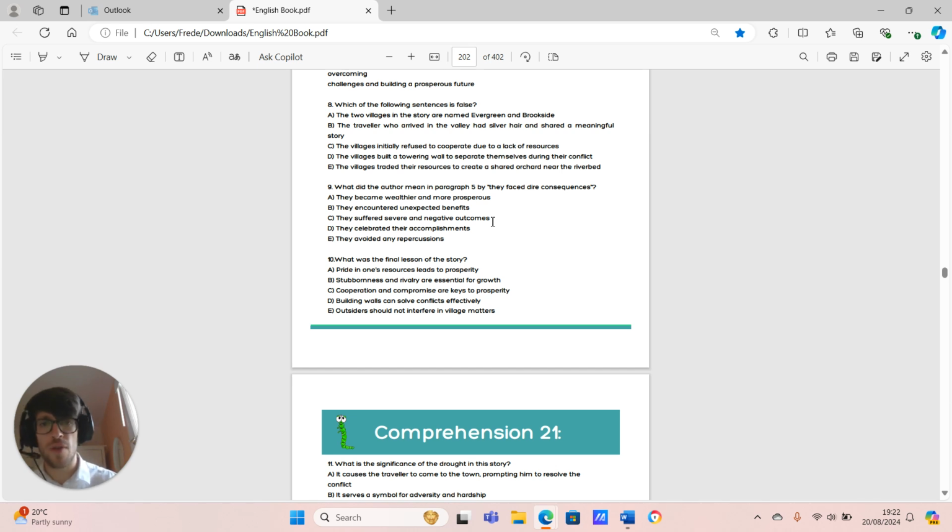B. The traveller who arrived in the valley has silver hair. That's true. Move on. C. The villagers initially refused to cooperate. That's true. Move on. D. The villagers built a towering wall. Where was the wall mentioned? I remember no wall. Has to be D there. It should be obvious. It's a glaring one. There was no wall.